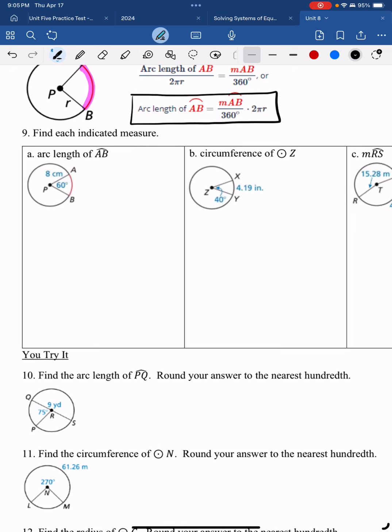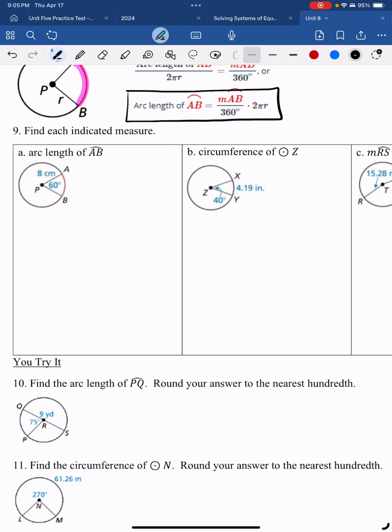So we'll start off with our first example, A. We want to find the arc length of arc AB. So basically we're finding this measurement right here. We're going to follow our formula. So the formula starts with arc length. So I'll write out arc length. And that's going to be equal to the measure of arc AB.